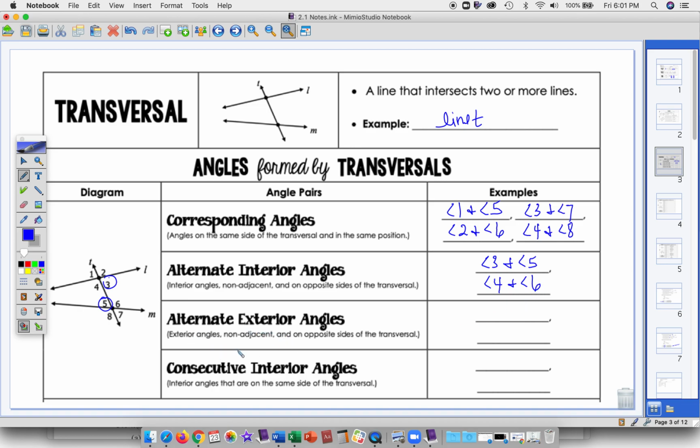Okay, alternate exteriors. It's a similar concept, but now instead of being on the interior, they're on the exterior. So our exterior angles are angles 1, 2, 7, and 8. Again, they have to be non-adjacent, so we can't say 7 and 8 are alternate exteriors. And they have to be on opposite sides of the transversal. So I can't say that 2 and 7 are alternate exteriors. They're on the same side of the transversal. So if I start with angle 1, it is an alternate exterior with angle 7. Angle 2 is an alternate exterior with angle 8.